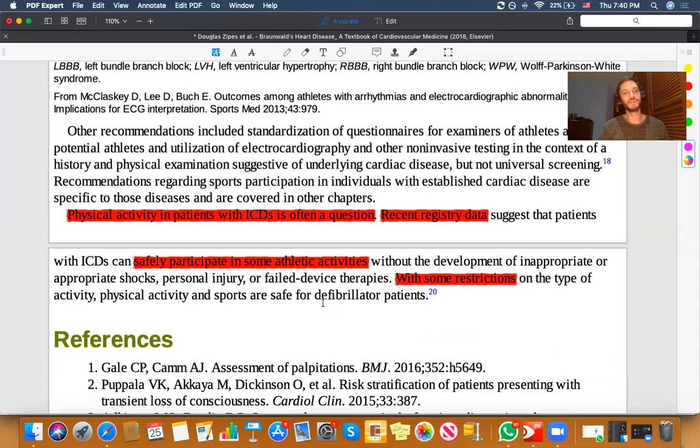So physical activity in patients with ICDs is often a question, but recent registry data says it's safe to participate in some athletic activities with some restrictions. And that's it for this chapter. We're over.